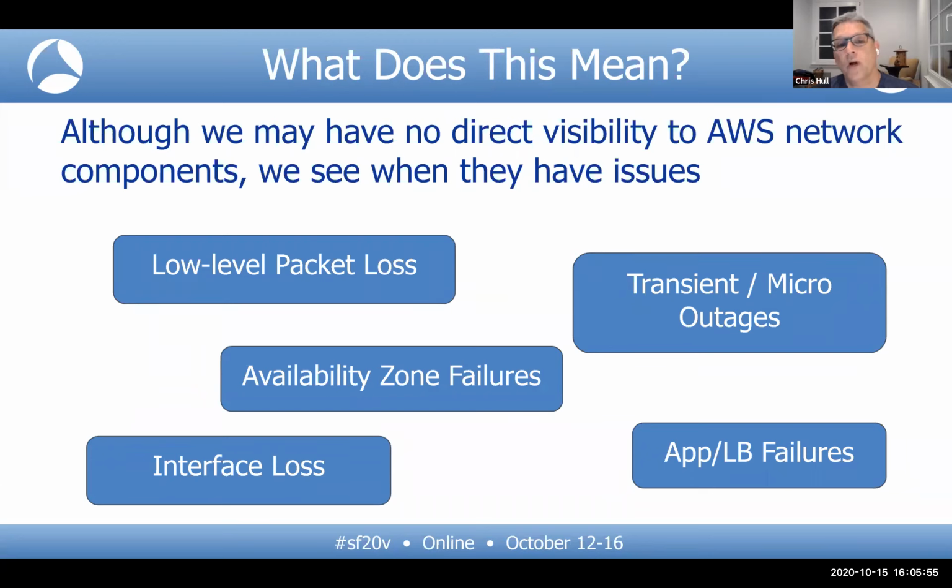So what does this mean to us? This means we can see when we have packet loss, and we put in the title of this slide, these micro outages, and these are some of the ones that are pretty painful to us. Availability zone failures, interface losses, if the load balancers go down.